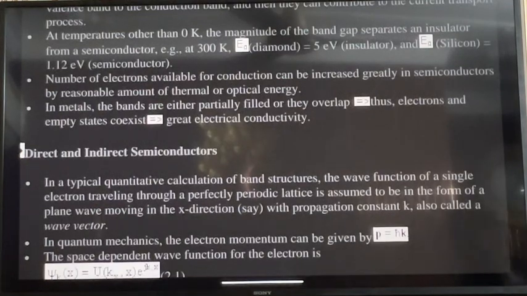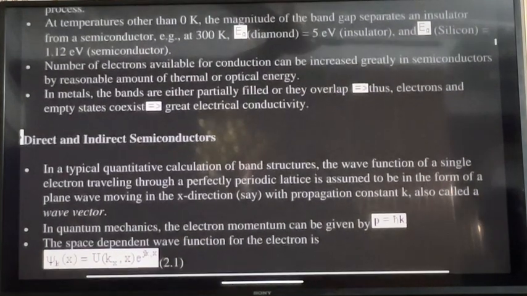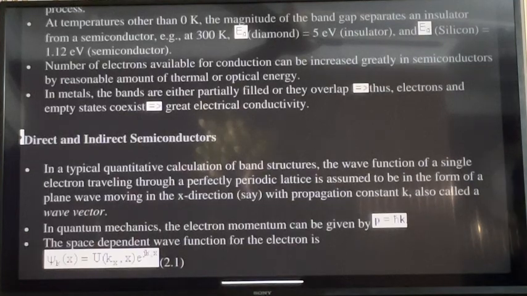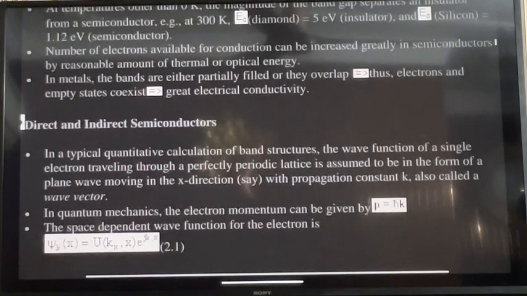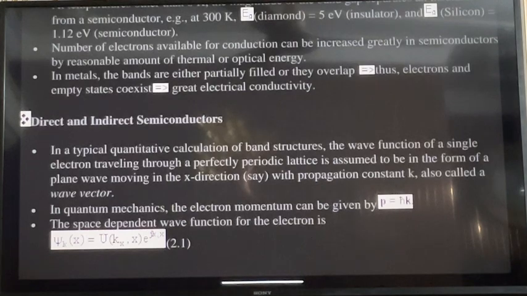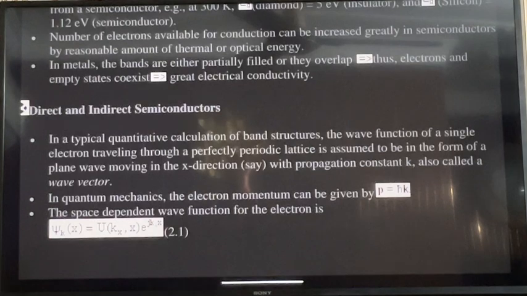So silicon we can treat as a semiconductor. But also we want a sufficient amount of Eg. If we take some metal, then this Eg would be very low. Then we can simply treat it as a conductor because it will start conducting at very low voltages. The number of electrons available for conduction can be increased greatly in semiconductors by a reasonable amount of thermal or optical energy. In metals, the bands are either partially filled or they overlap. Thus, electrons and empty states coexist. This results in greater electrical conductivity.